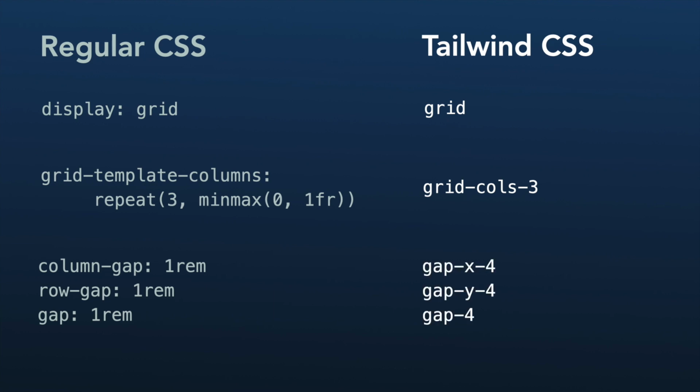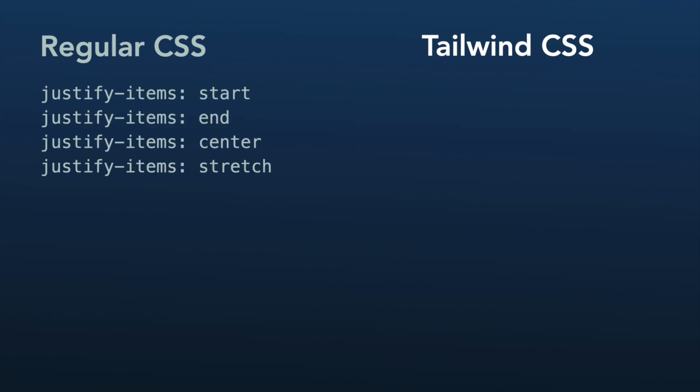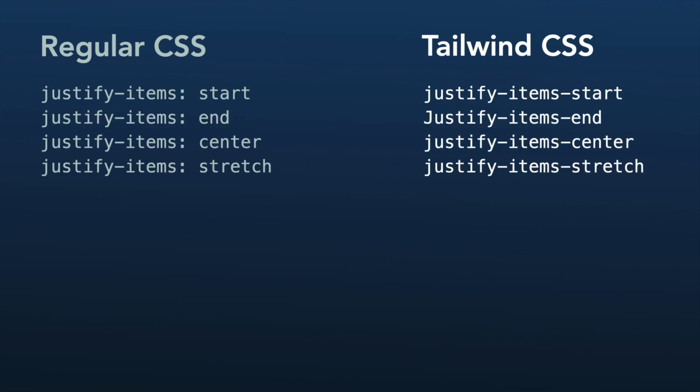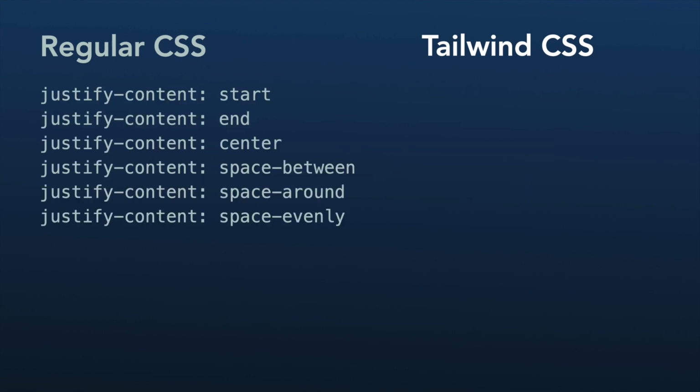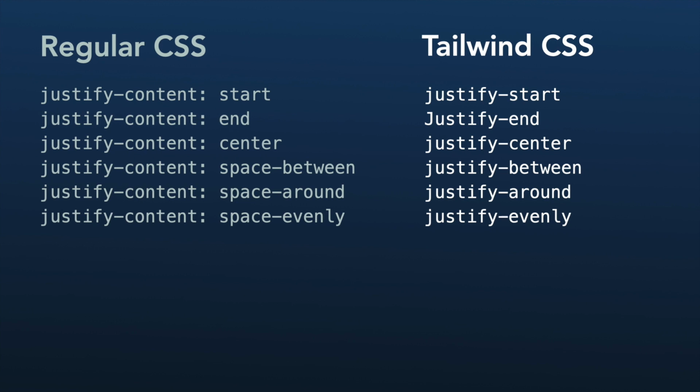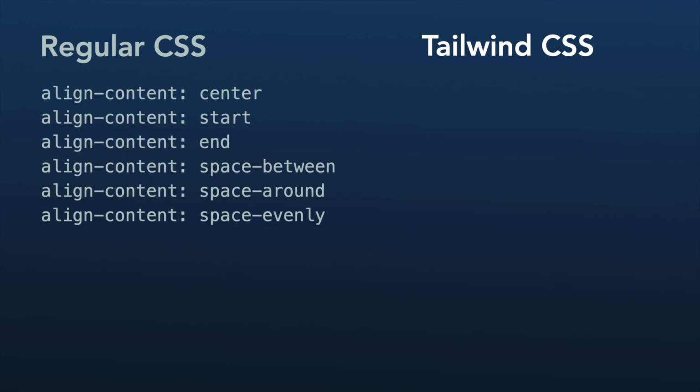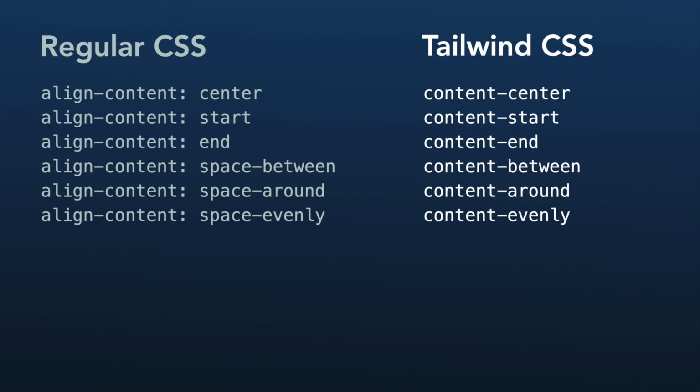Then you saw the gap utility classes for horizontal, vertical, and overall gap. Then we saw justify items start, end, center, and stretch for horizontal alignment of items within the grid cells. Then the same thing for vertical alignment within the grid cells, which is items start, items end, and so on. Then we saw justify content, whose Tailwind equivalent is justify start, justify end. This is for the alignment of the whole grid itself. And then we saw content center, content start for the content alignment in the vertical direction.